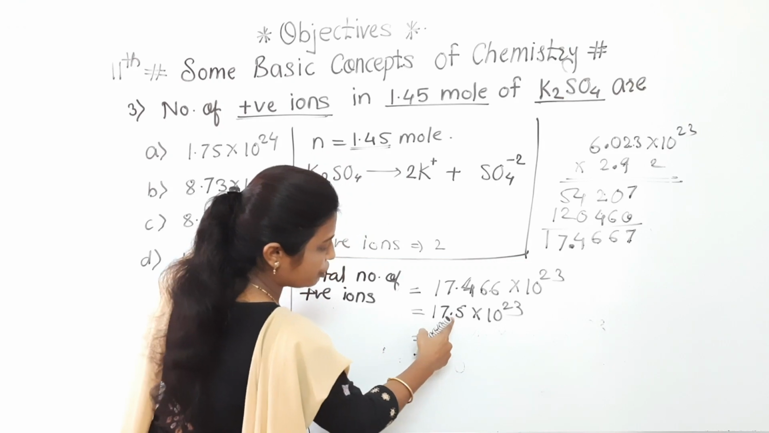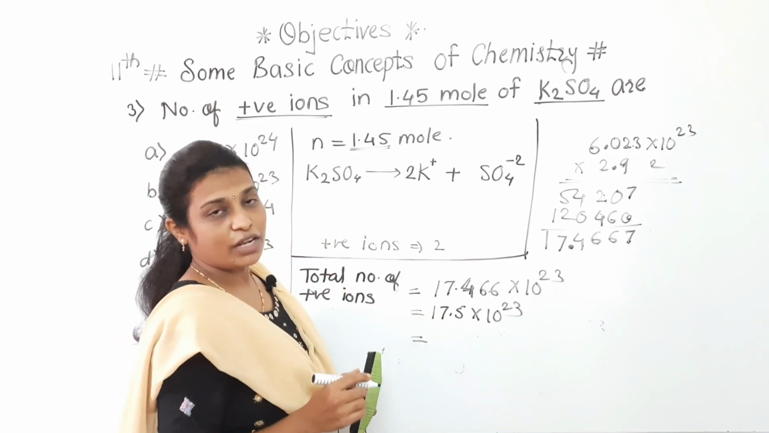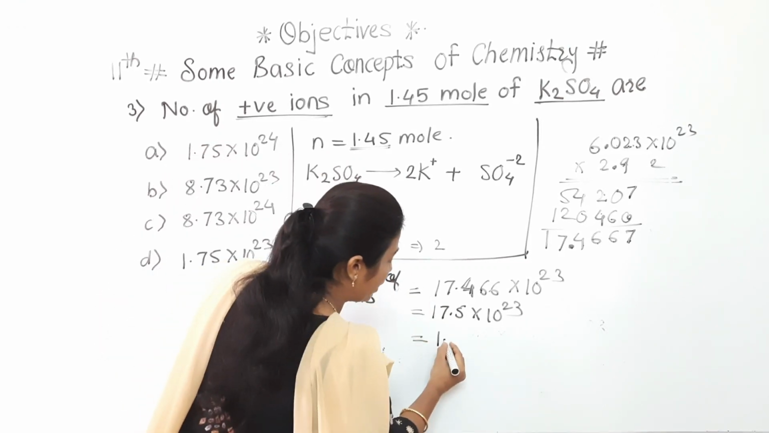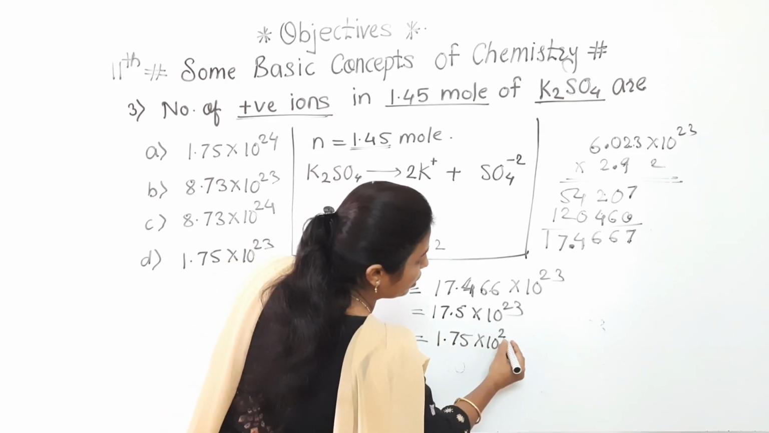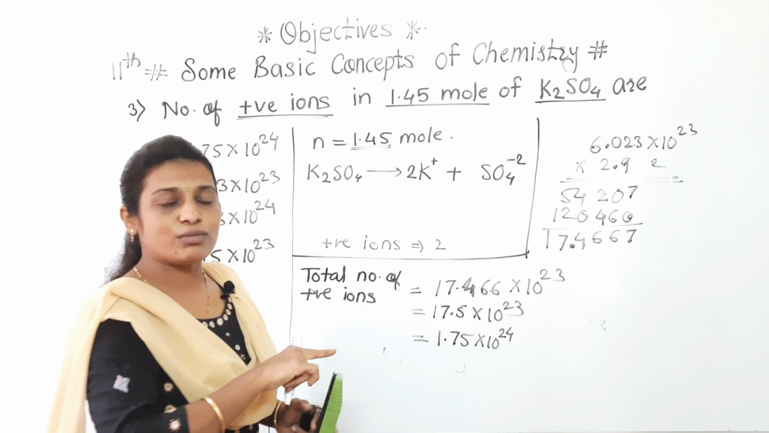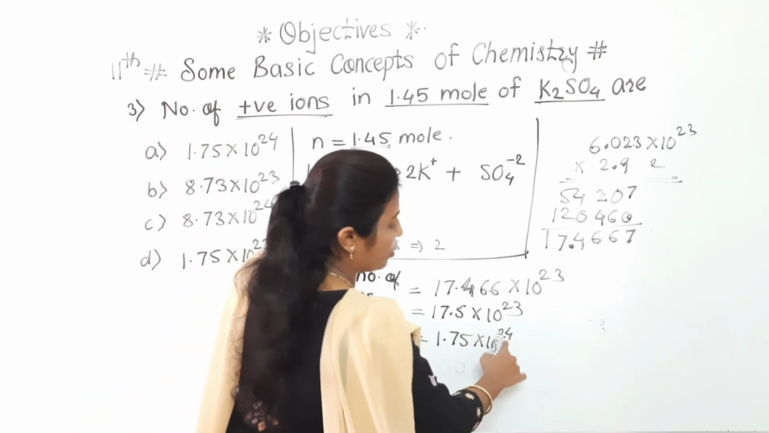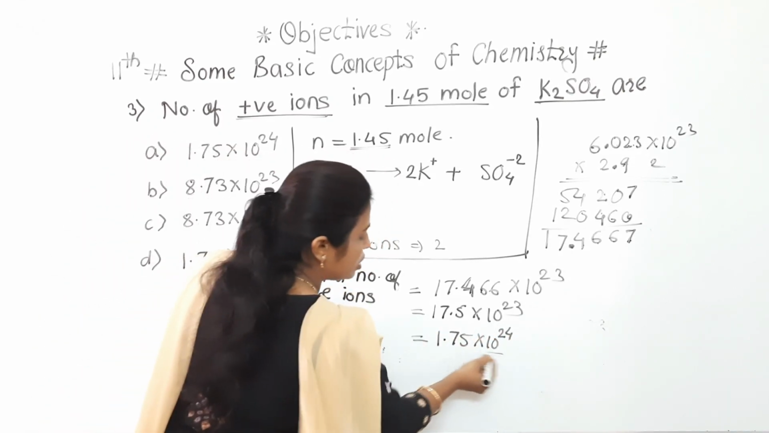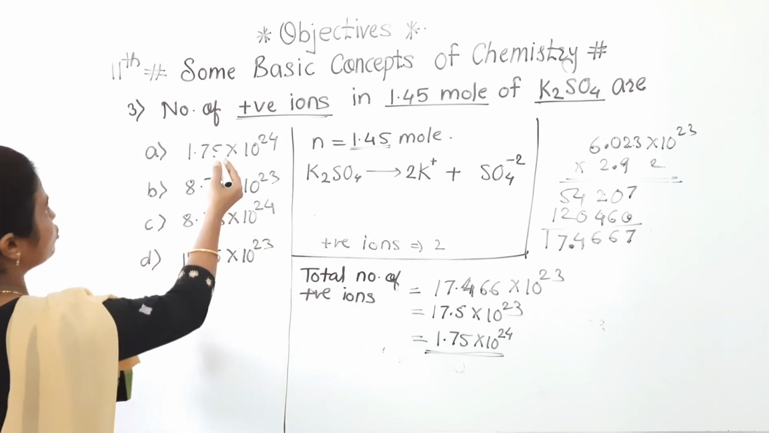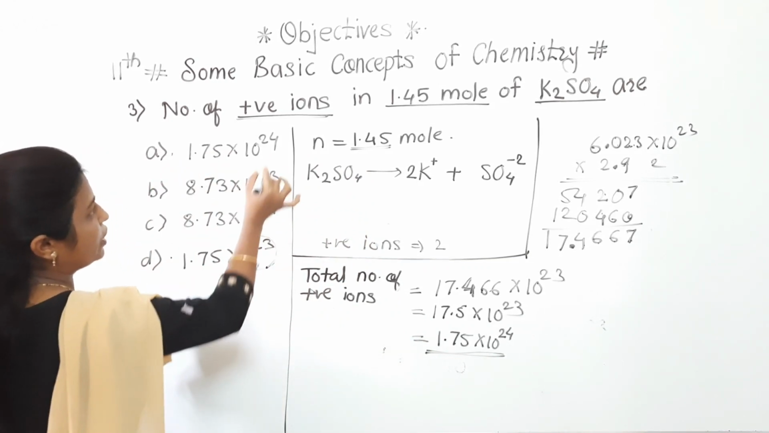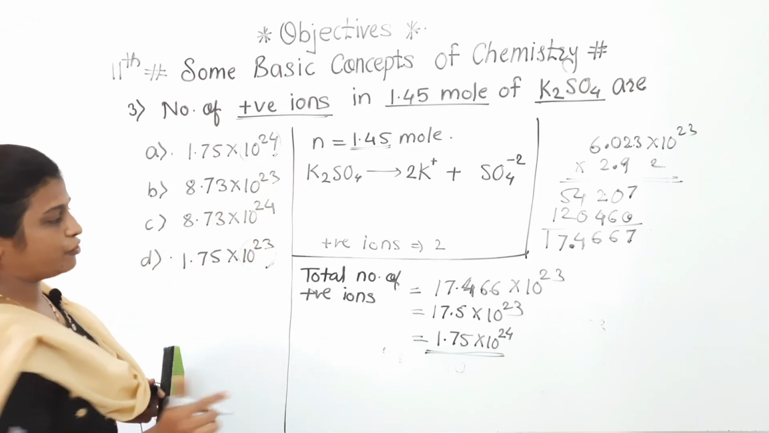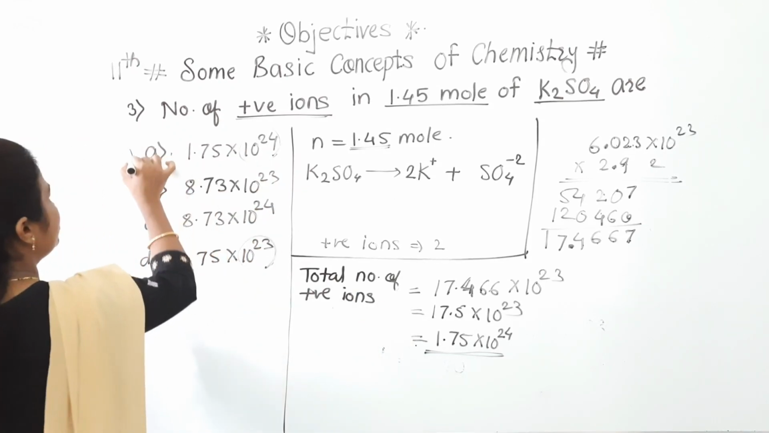Now we are going to shift that decimal to the left hand side. When we shift the decimal one place to the left, the power of 10 increases by 1. So in this way, this is the final answer. So what is the option? See, A and D are the same, only 10 raised to 23 versus 10 raised to 24 is the difference. So our answer is option A.